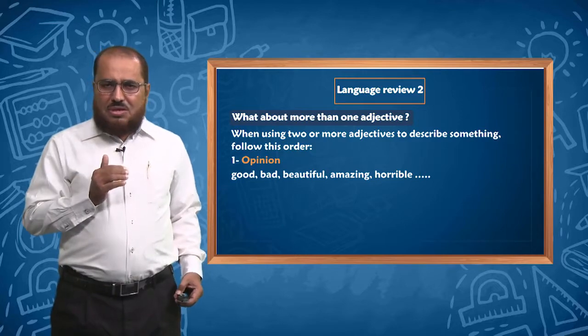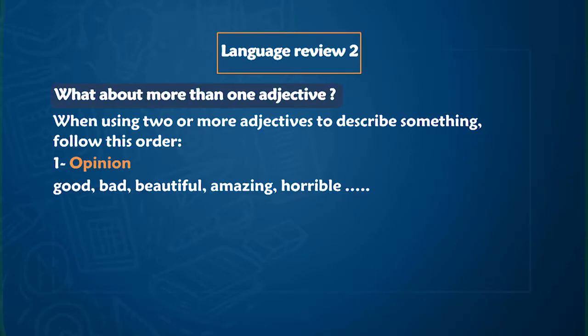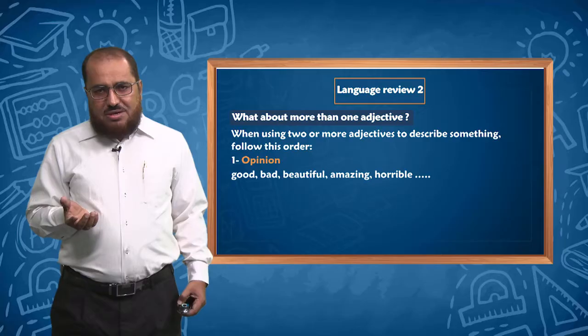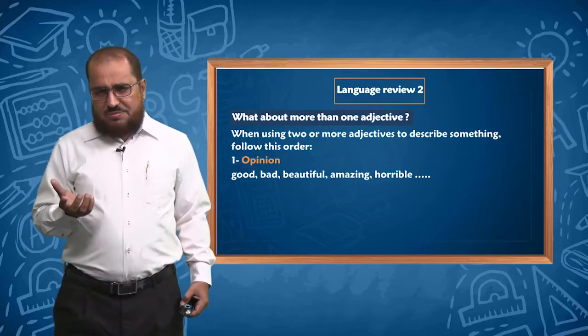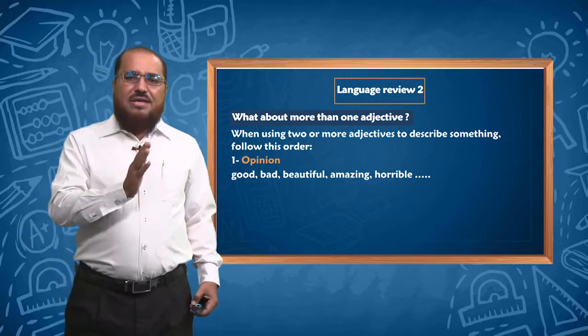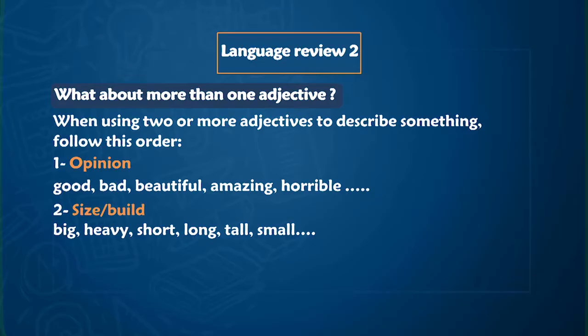The first one: if there is an adjective about opinion, put it number one, the first in your sentence, in your description. It should be the adjective that describes the opinion. For example, good, bad, amazing, horrible, enjoyable, interesting, lovely, pretty, and so on. This adjective must be at the beginning. What's after? The adjective of size or build. How big is it? How big is the item you describe? Small, tall, big, short, and so on.